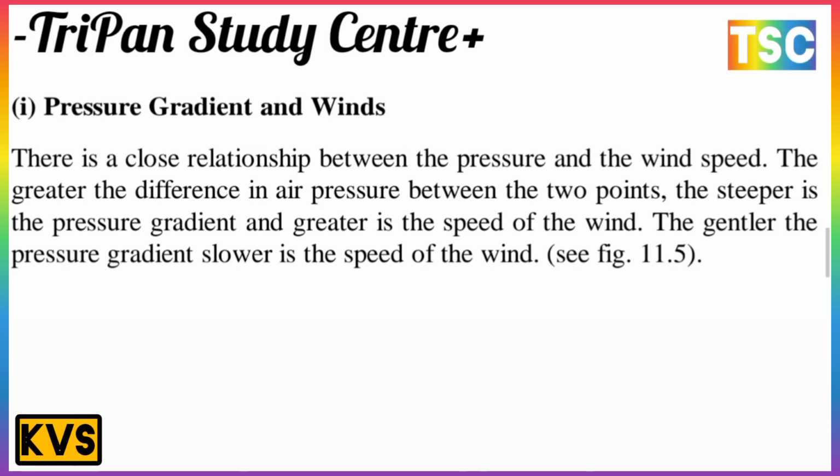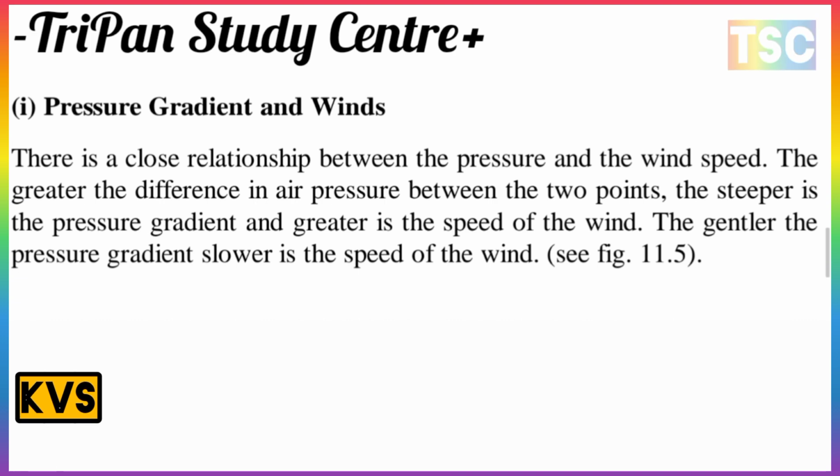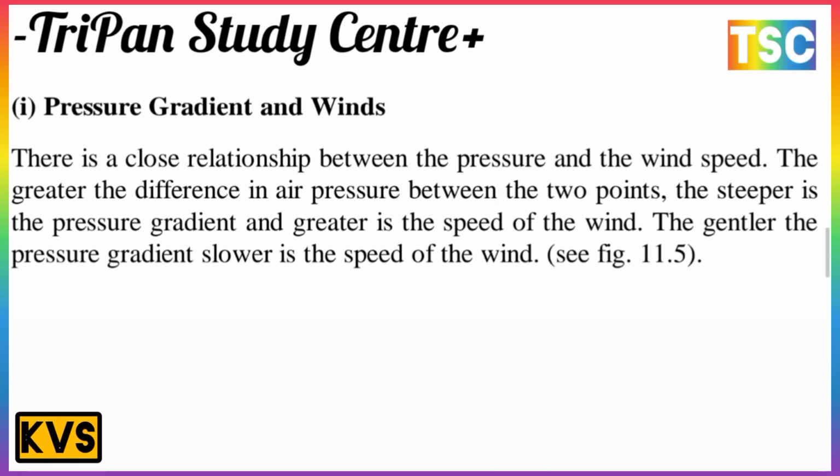There is a close relationship between the pressure and the wind speed. The greater the difference in the air pressure between the two points, the steeper is the pressure gradient and the greater is the speed of the winds. Generally, the gentler the pressure gradient, the slower is the speed of the wind. This is an important topic here.